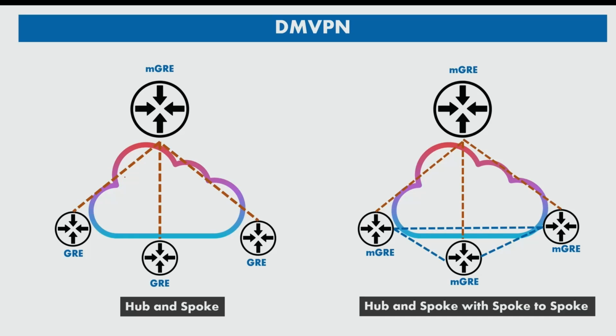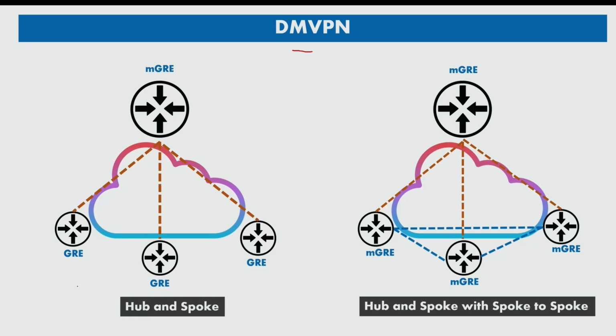Some additional concepts about DMVPN. DMVPN supports two deployment models as shown in this figure. First is hub and spoke, right? And the other one is hub and spoke and spoke to spoke. So a hub and spoke, or a spoke to spoke deployment model, can be supported by a DMVPN cloud topology. Each hub router has an mGRE interface, and each branch router has a point-to-point GRE interface in a hub and spoke deployment model.